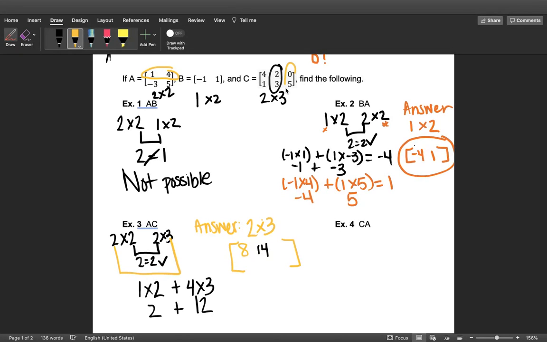Now I'm doing the third column. And I'm going to do 1 times 0, which is 0. And then 4 times 5, which is 20. So that's the answer for the first row, third column. First row is done. Now we're moving on to our second row.